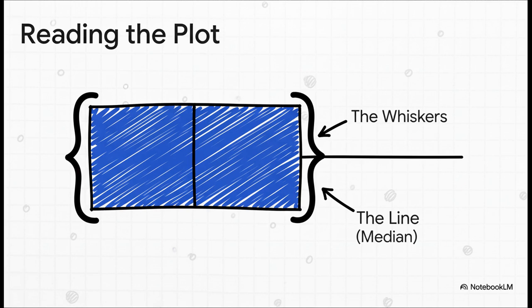And here's how that all translates into the picture you see. That rectangle, the box, that's the middle 50% of all your data. It's the core, the bulk of your group. The line inside the box, that's the median, the exact middle point. And those lines sticking out, the whiskers, they show you the range of the rest of your typical data, all the way from the lowest to the highest scores.